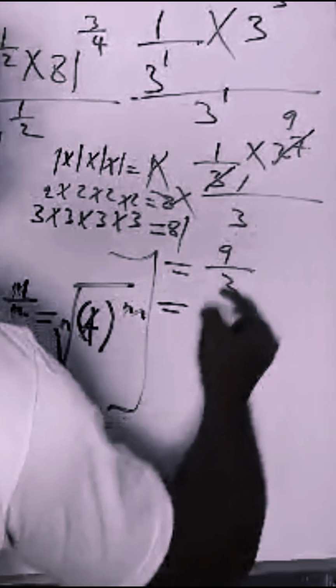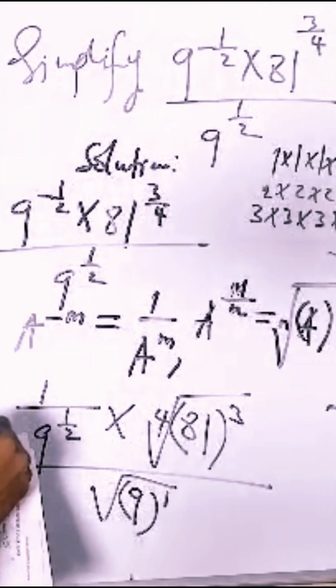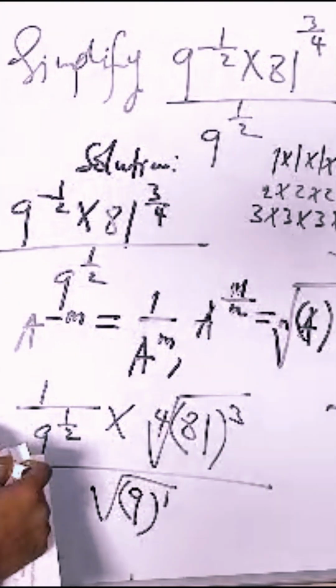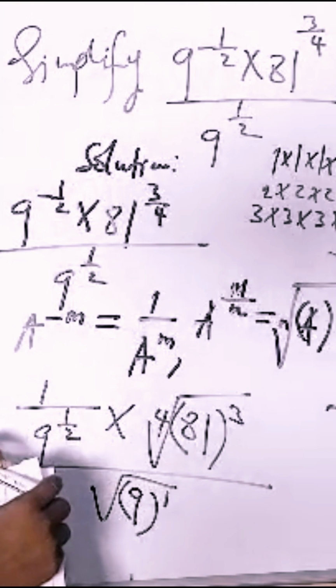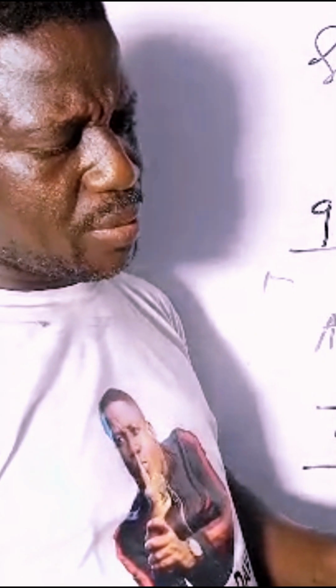So finally 9 over 3 will give us 3. So the simplification of 9 raised to the power minus half times 81 raised to the power 3 over 4, all divided by 9 raised to the power half, the answer is 3 to the WAEC question. The options are here: A 1 over 9, B 1 over 3, C 3, and of course D 9. So the correct option to that WAEC question is C, which is 3.